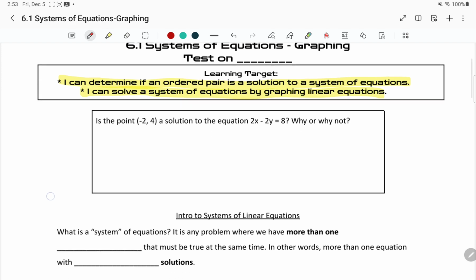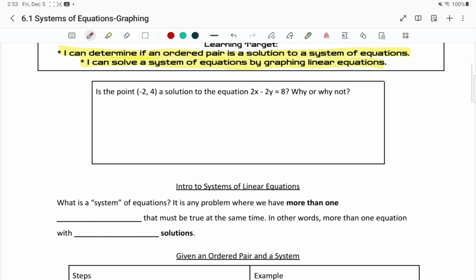So before I really get into anything else, I want to review and talk about what a system is. So this was in Unit 4. We talked about testing solutions. That's exactly what I'm about to do right now. Is the point (-2, 4) a solution to the equation? Why or why not? So what we do is we plug in where x is, I plug in my x value. Where y is, I plug in my y value. And if I get 8 on this side, then I'm good. But if I get anything else other than 8, then not great, not a solution.